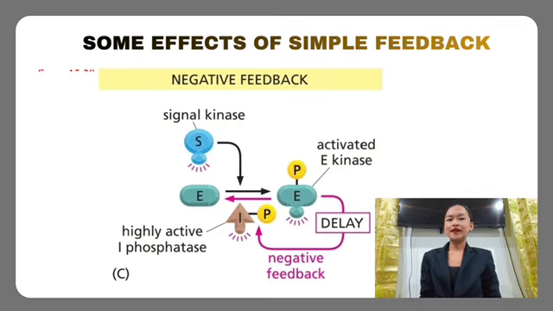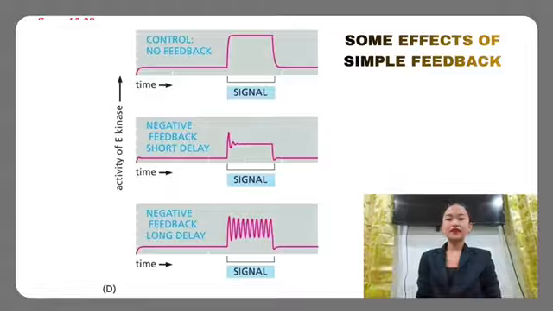In negative feedback naman, the activated E kinase phosphorylates and activates the I phosphatase, thereby increasing the rate at which the phosphatase dephosphorylates and inactivates the phosphorylated E kinase. So this serves as a control mechanism so that the response is not excessive. In graph D, pinapakita nito na kapag short delay, mabilis bumaba ang activity. Ibig sabihin, mabilis ang pag-regulate. Pero kapag long delay, nagkakaroon ng oscillations, parang on and off cycles habang may signal pa.